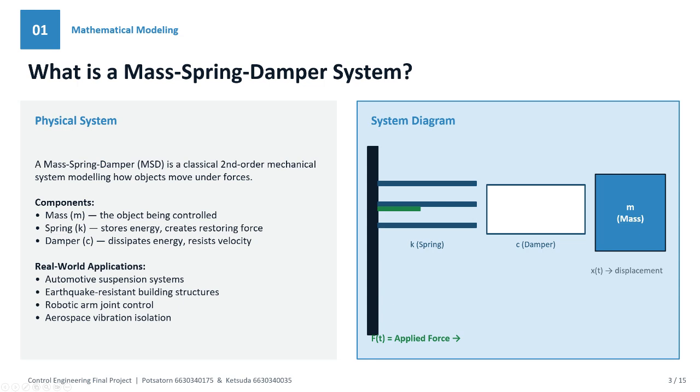First, the mass, m, which represents the inertia of the system. Second, the spring, k, which provides a restoring force proportional to the displacement. And third, the damper, which dissipates energy and provides a resistive force proportional to the velocity. By applying Newton's second law, specifically the principle that the sum of forces equals mass times acceleration, F equals ma.